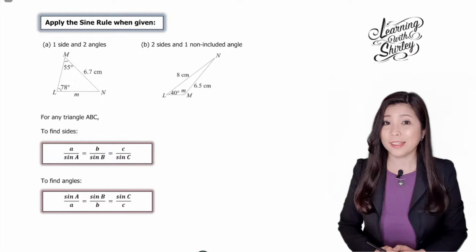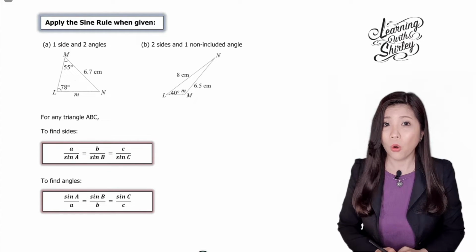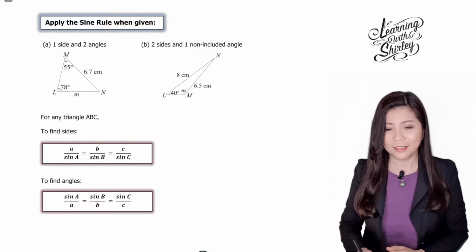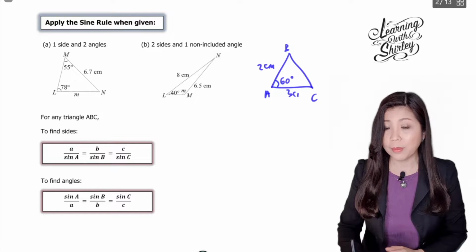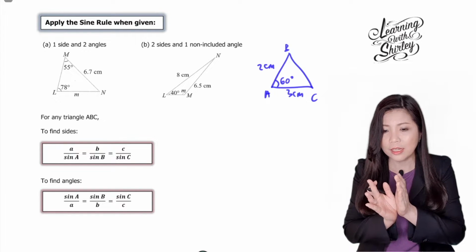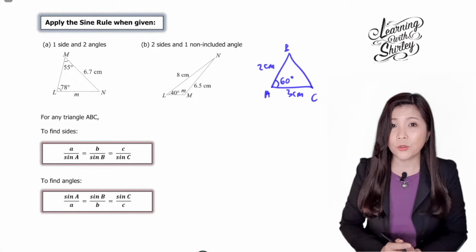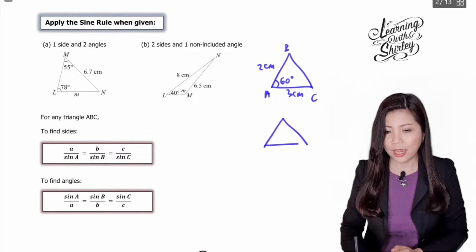How do you know when you can use the sine rule? You can apply the sine rule when one side and two angles are given, or two sides and one non-included angle are given. What is an included angle? Let me show you. Let's say this triangle is ABC, and this angle is 60 degrees. This side is 2 cm and this side is 3 cm, known. If the two sides that are next to the 60 degrees are known, then 60 degrees is an included angle.